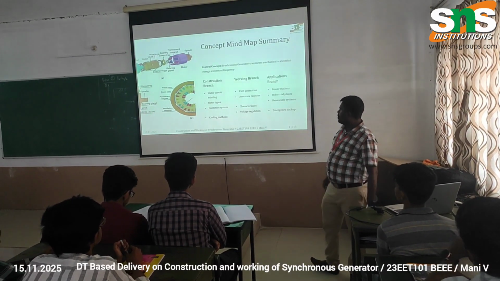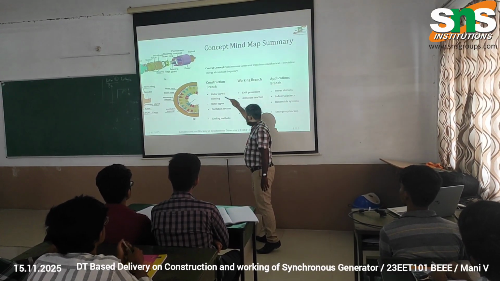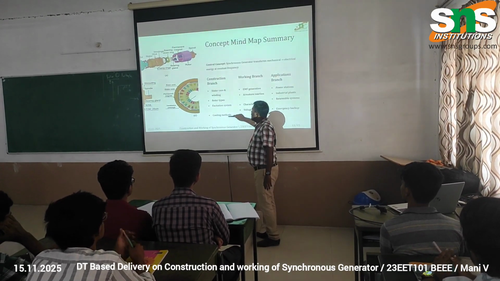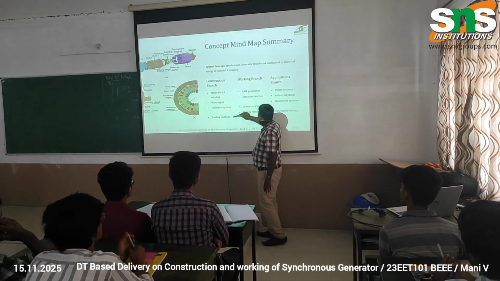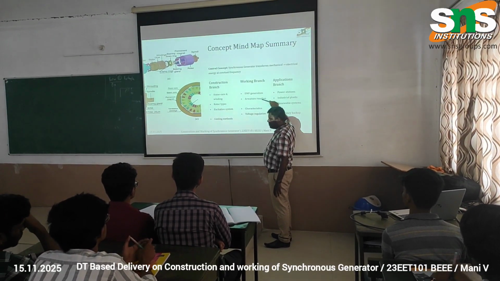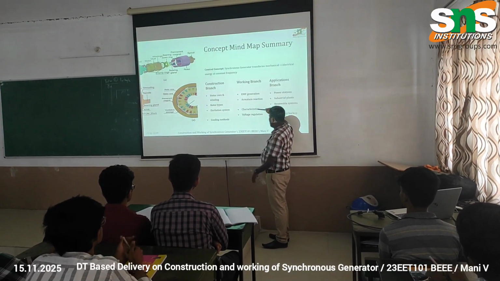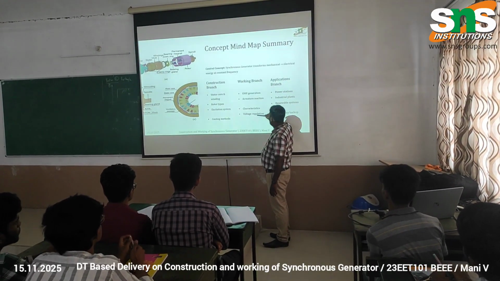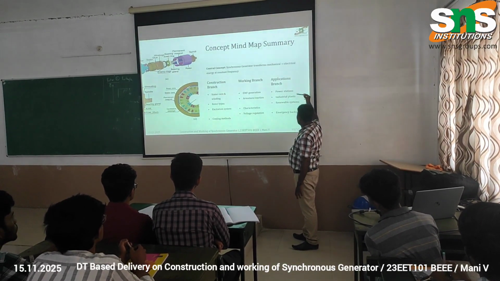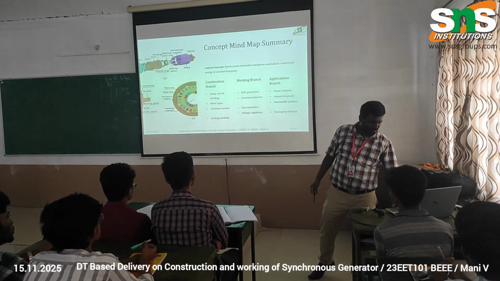Okay, so this is a mind map. According to the construction: stator and stator winding, rotor that is cylindrical and non-cylindrical, DC excitation system, and cooling. According to the operation, the EMF is generated in the armature, armature reaction is present in the system, various characteristics can be obtained using the open circuit and short circuit tests, and voltage regulation can be calculated. And according to the application, it is mainly used in power systems, industrial power plants, renewable energy systems, and to store backup energy.